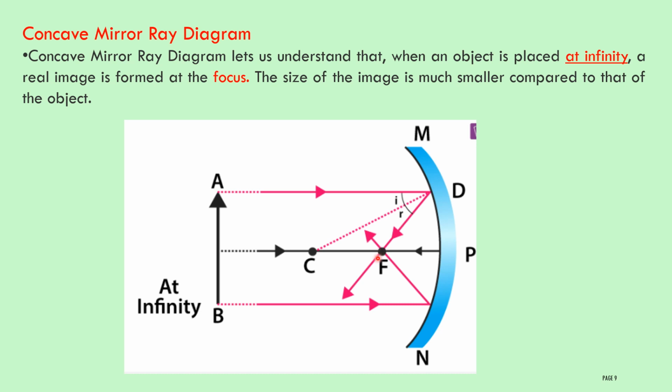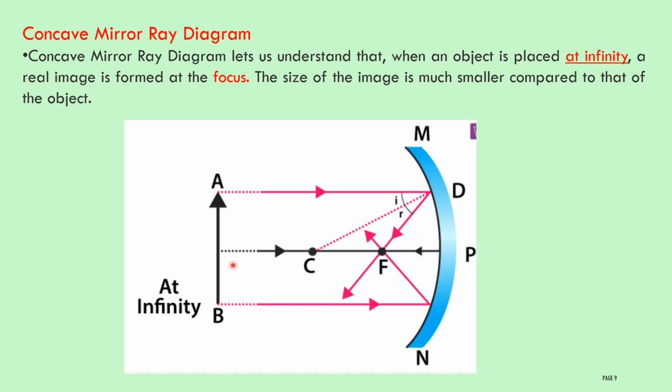At this point the image will form. Whenever two rays meet at a point, the image is formed at that point. In this case, when you keep the object at infinity, the image forms at the focus. Compare the size of the image: it is decreased compared to the size of the object, and the image is real because you are getting the image on the screen. Therefore the image is real.